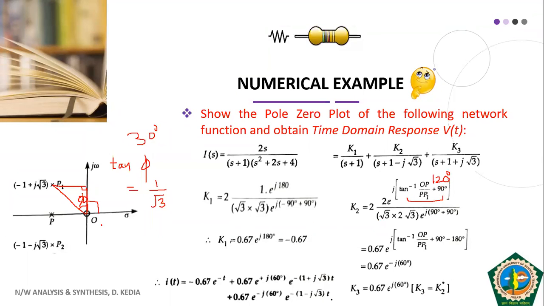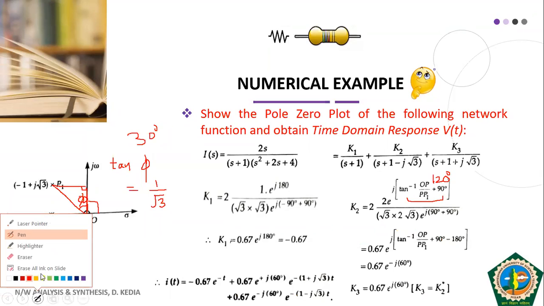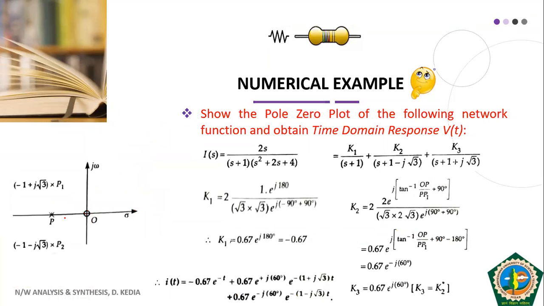This is the numerator part. Now we have to calculate the denominator part. For the denominator, this is the considered pole. Let us consider this. We will draw a phasor. How much is the distance or the magnitude? That is root 3. See, this is root 3. How much is the angle? Plus 90. This is plus 90. Now let us consider another pole.